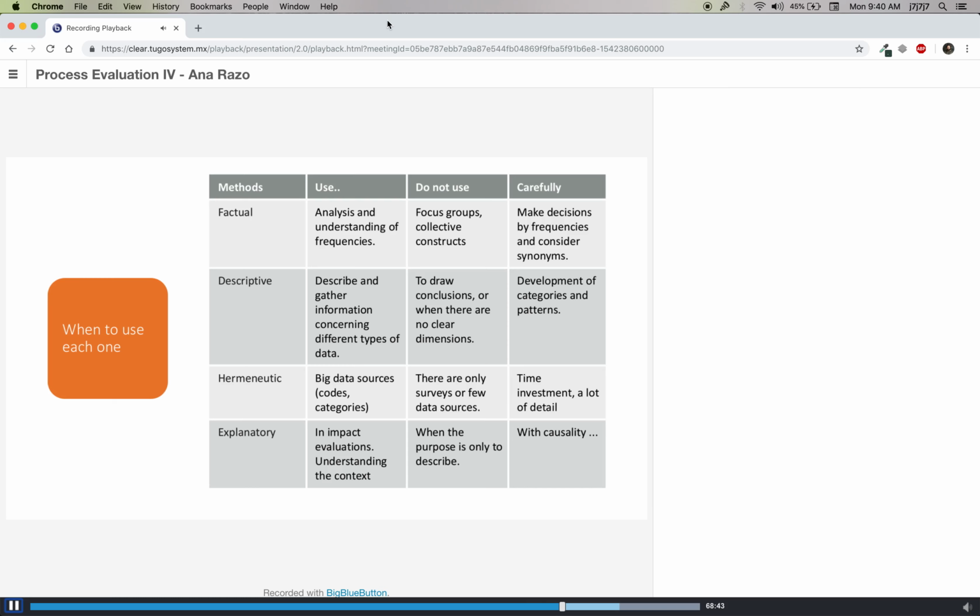And last but not least, regarding explanatory analysis, it has to do with impact evaluations, and we are associating causal relationships. So we use this when we want to link the context with the results or effects, and we use this in impact evaluations. But do not use this when the purpose is only to describe.